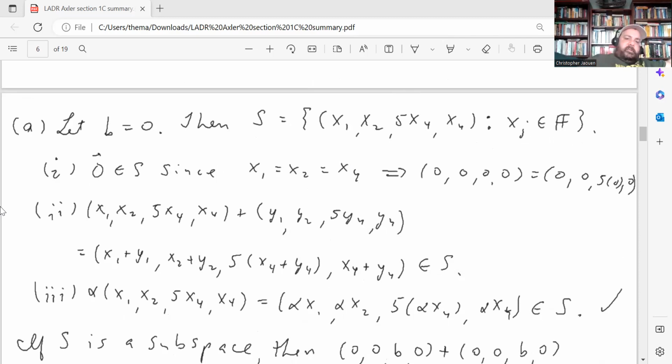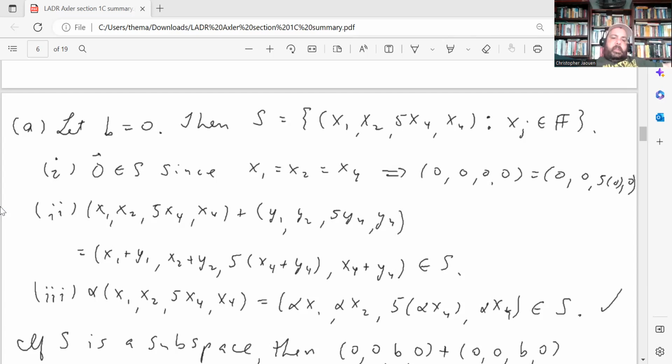So obviously the zero vector is in there since, if you take x1 equals x2 equals x4 equals 0, you get the zero vector. And the zero is obviously 5 times 0 in the field, so that works. So the zero vector is in the set.